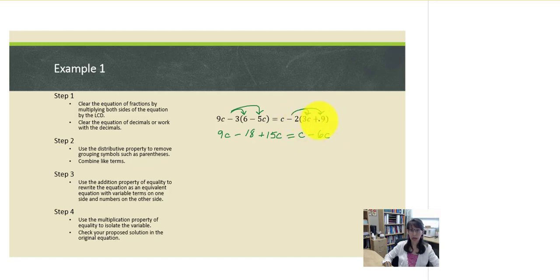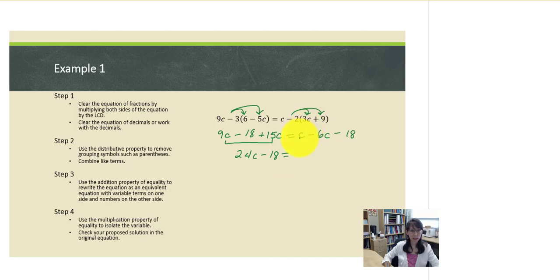Negative 2 times 9 would be minus 18. So now we've simplified by eliminating the parentheses, but notice that you have some like terms. We have two terms with a variable, so we need to combine 9 plus 15 to get 24c minus 18.